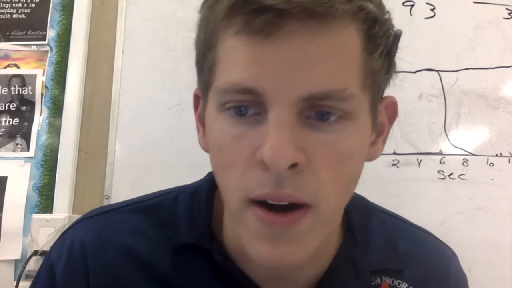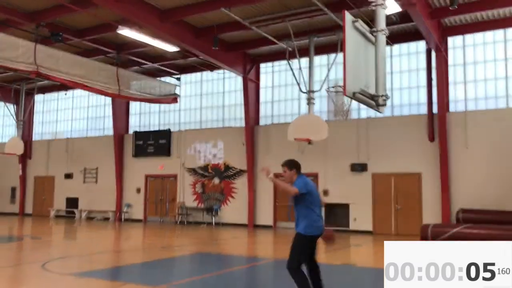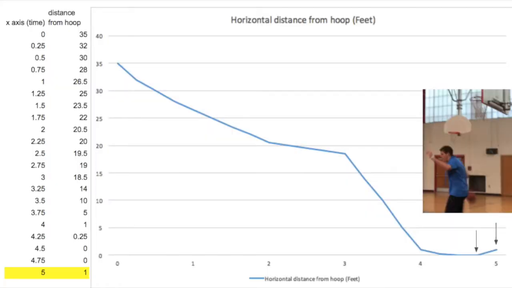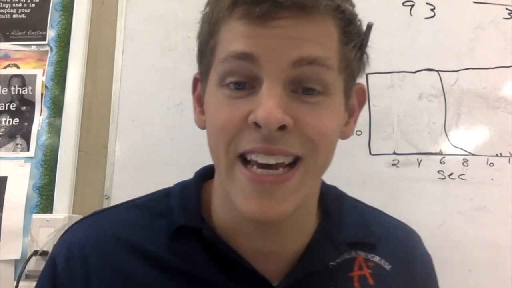And then the last part, from about 4.25 seconds to 4.75 seconds, is when I catch and put the ball through the hoop. And lastly, in 0.25 of a second, the ball goes from being in the hoop to horizontally going away from the hoop by about a foot. So this right here has been my presentation.